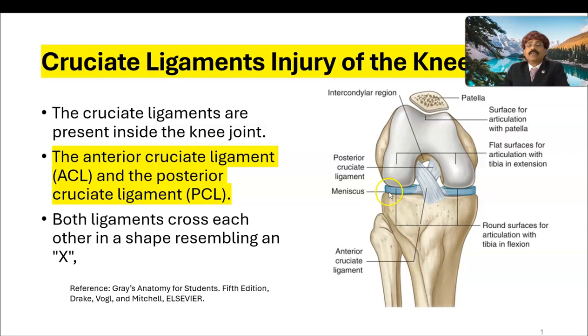This is the lateral meniscus. This is the medial meniscus. This is the medial tibial condyle, lateral tibial condyle, medial femoral condyle, lateral femoral condyle. This is the intercondylar region.